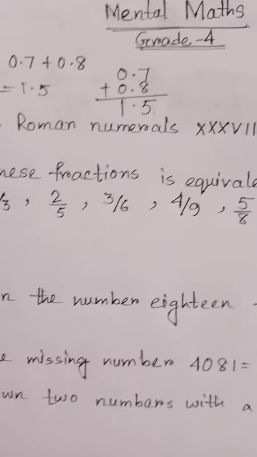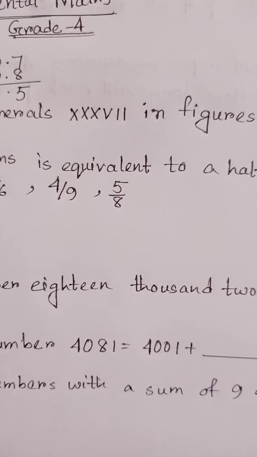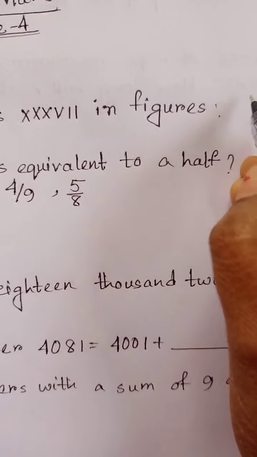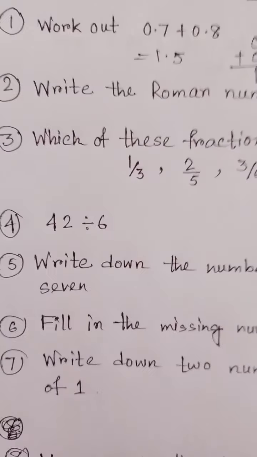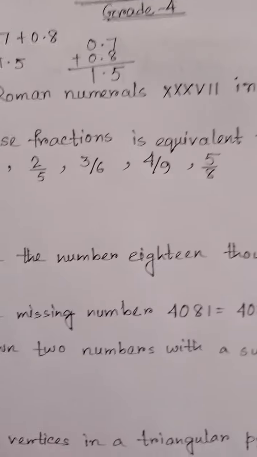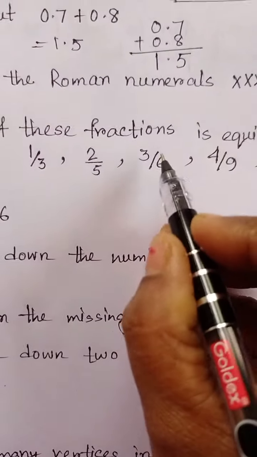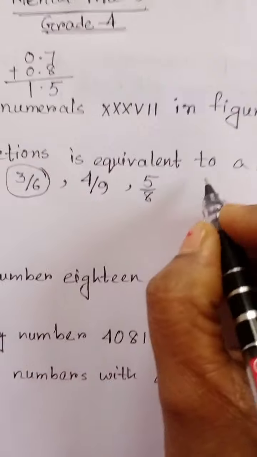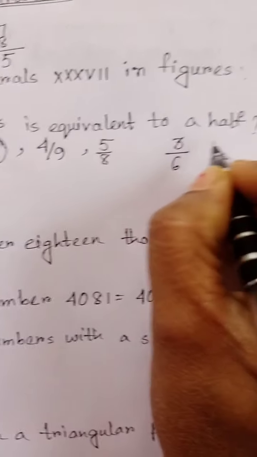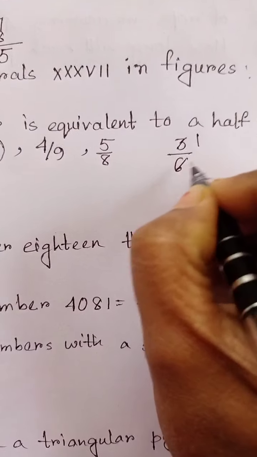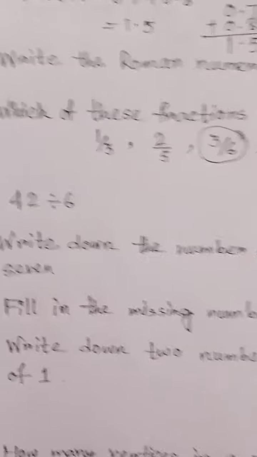Number 2, write the Roman numerals XXXVII in figures. It is 37. Next, number 3, which of these fractions is equivalent to a half? Here 3 by 6. Since if we simplify 3 by 6, we get half. 3 ones are 3, 3 twos are 6. So 3 by 6 is the answer.